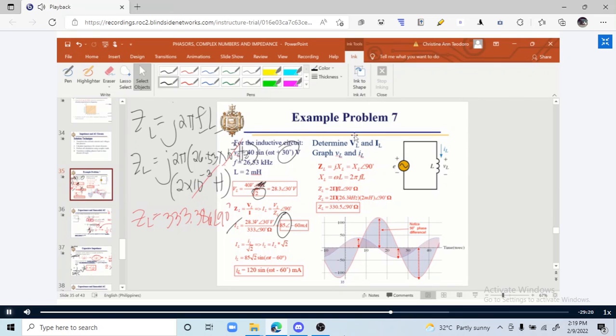So how can we determine the VL and IL? This is VL in capital letter, so it means it is in what form? VL will be in what form if it is capital letter? What format?